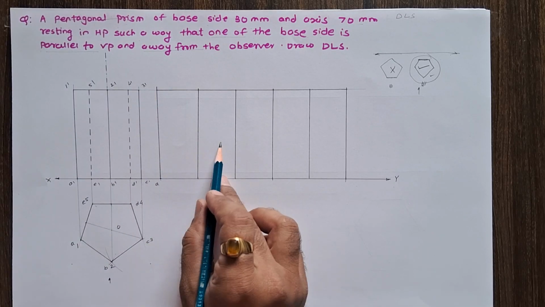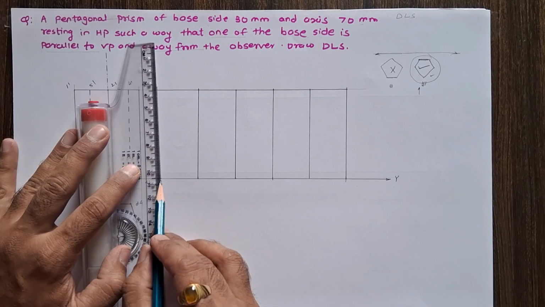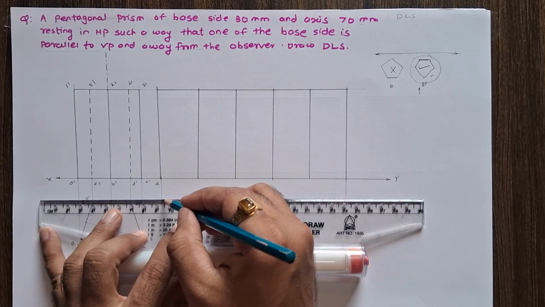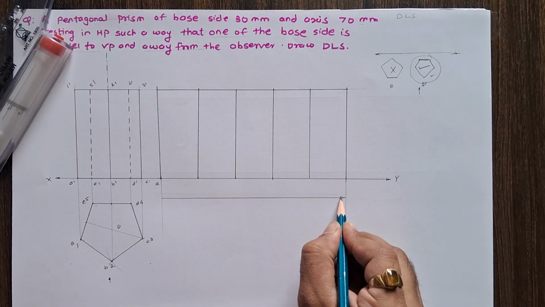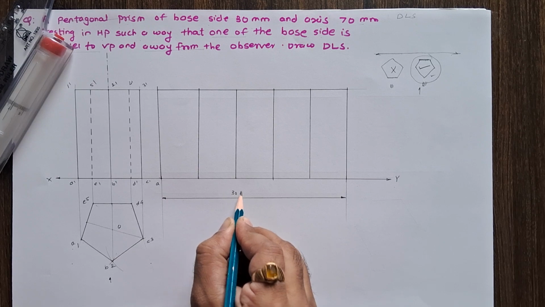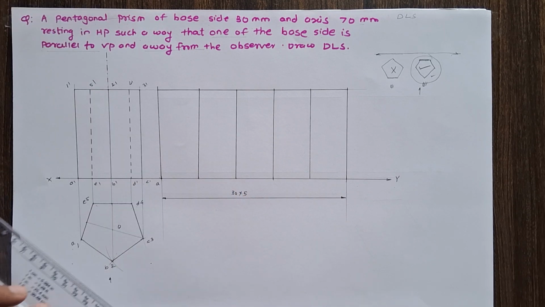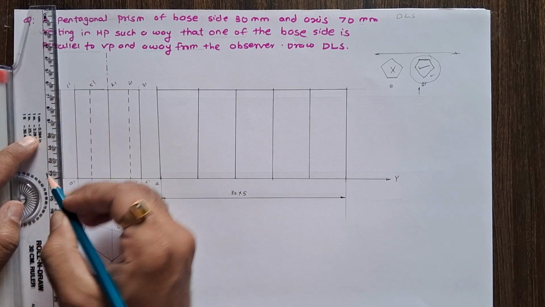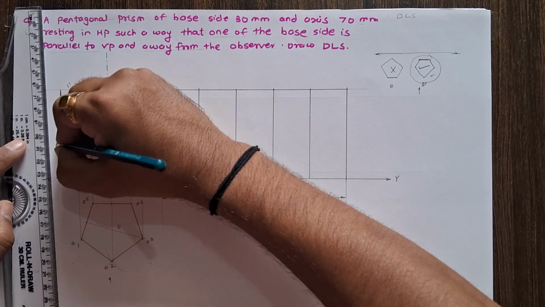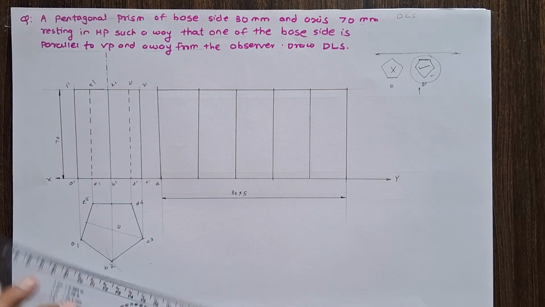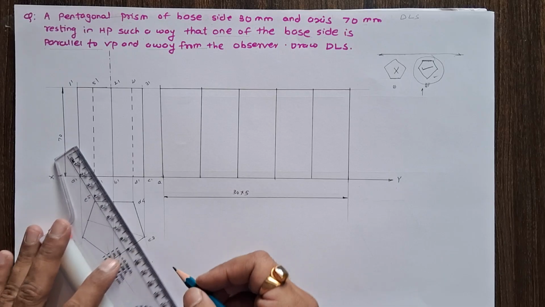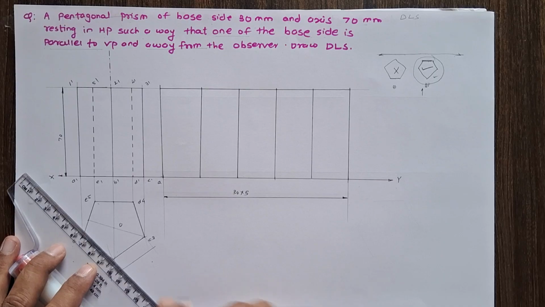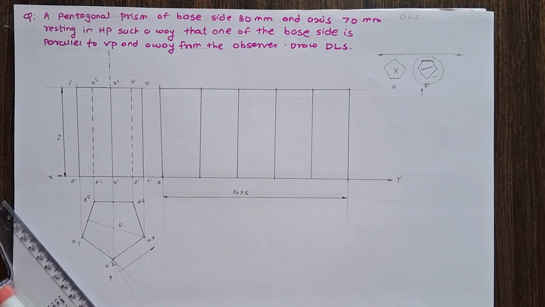You can see 1, 2, 3, 4, 5. The total rectangular strips are 5. Now give the dimensions. So 30 into 5. This is the development dimension. The axis height is 70 mm. And the base edge dimension is 30 mm.